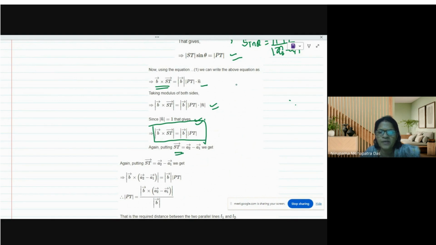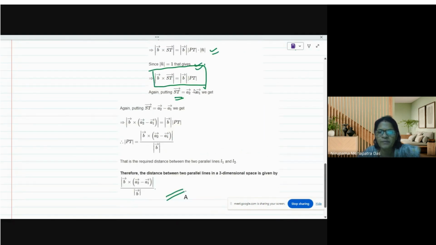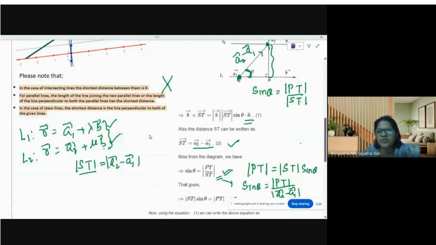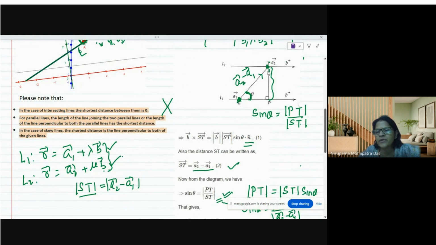And we can replace ST by A2 minus A1. So it means you can have B cross vector A2 minus A1. The magnitude of this cross product is magnitude of B into magnitude of PT. This gives us magnitude of PT is magnitude of B cross A2 minus A1 divided by magnitude of B. So as we discussed, PT, this length, is the shortest distance between two parallel lines. So basically the distance between the parallel lines L1 and L2.